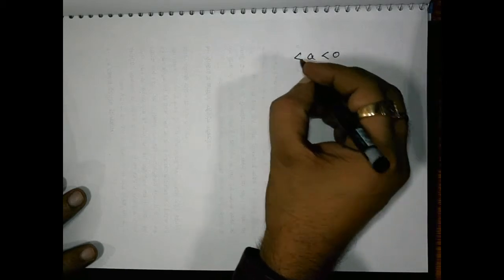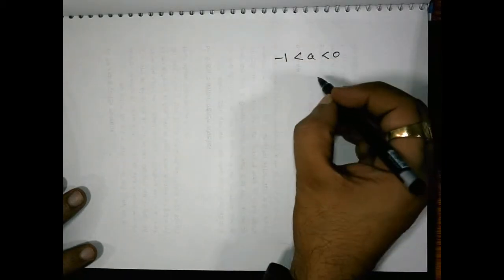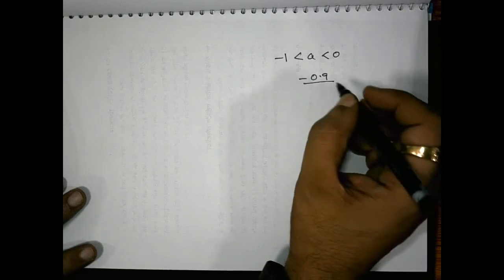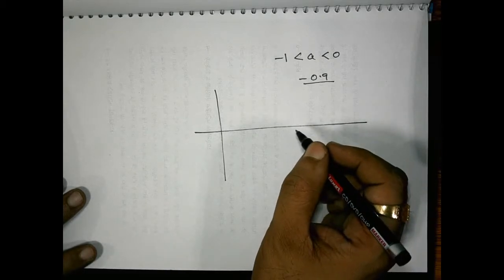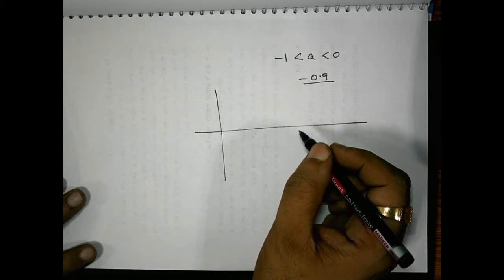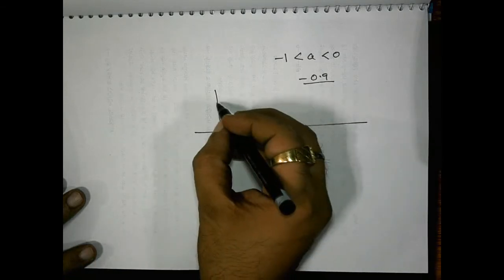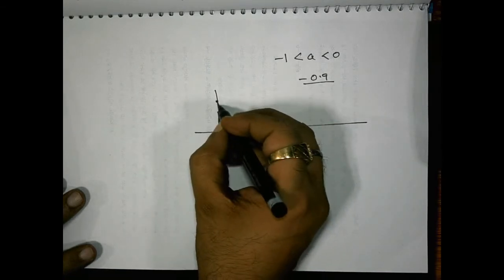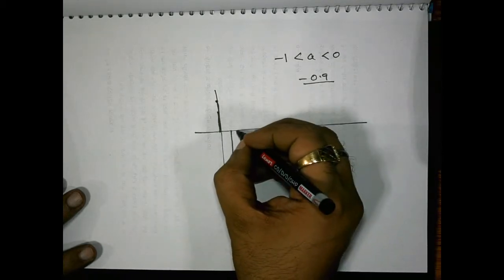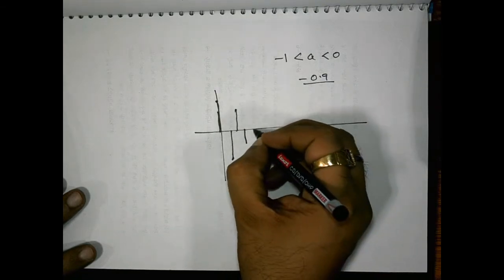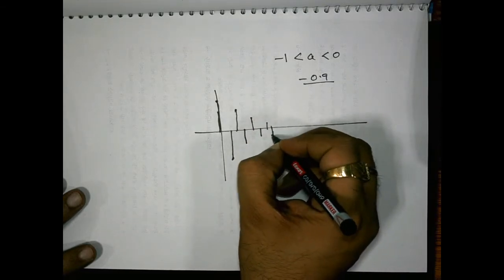Then a can range in negative values also. This means a can have a value less than 0 but greater than -1, say -0.9. Then what will be the shape of the signal? You see, the very first sample, -0.9 to the power 0, is 1. Then -0.9, then 0.81 positive, then negative, and this way an alternation of positive and negative impulses like this.